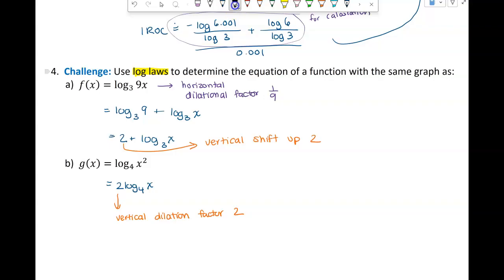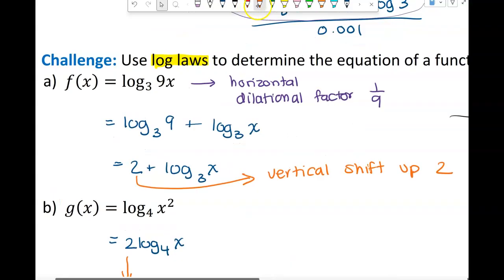the same graph. So if I were to graph that one, just doing a quick sketch, something like that. If that's my f at x graph, I can come up with another equation that will also map it out the same, but have a different transformation. So if you recall log laws, remember this is a multiplication happening between 9 and x. Well, that means that I can use the addition of logs. So log base 3 of 9 plus log base 3 of x.